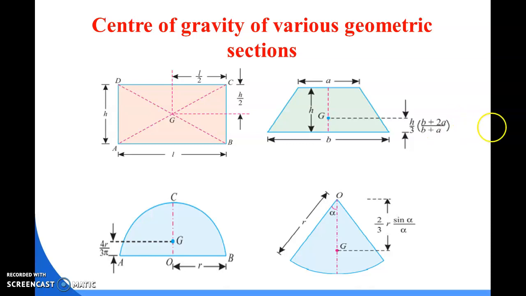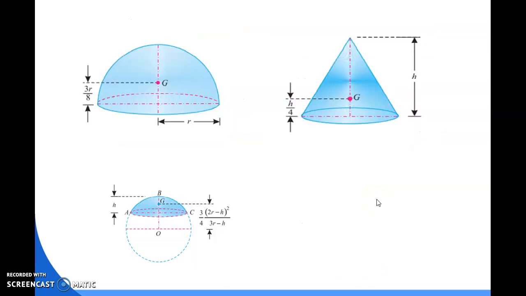In case of conical section, the center of gravity acts at 2/3 r sin alpha by alpha from the top of the section. In case of hemisphere, the value of center of gravity is 3r by 8 from the bottom of the section. For the cone, the value of center of gravity is h by 4 from the bottom of the section.